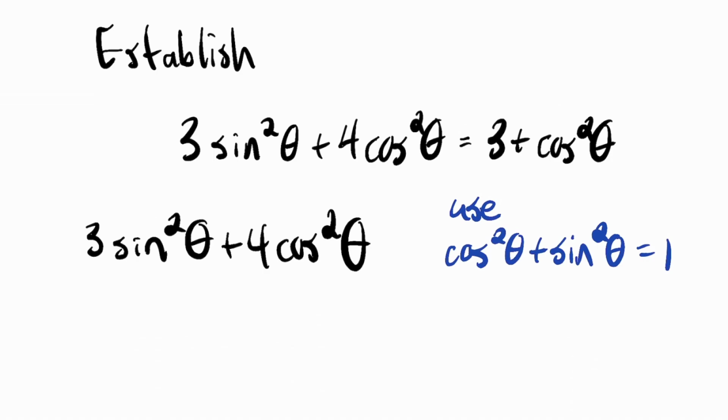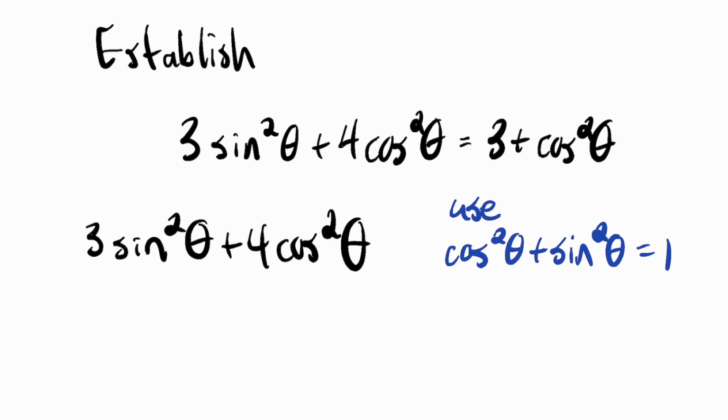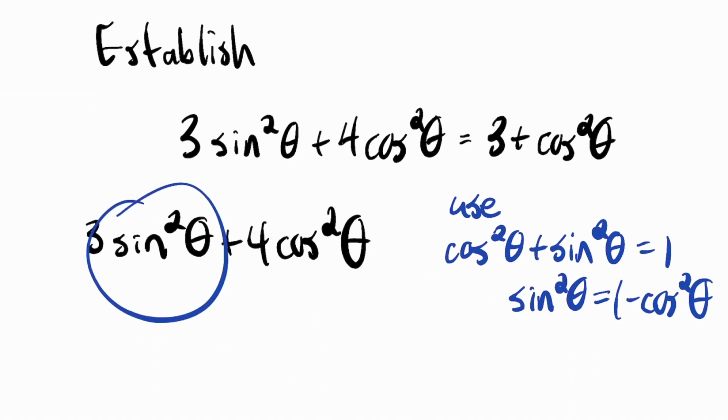So I'm going to take this equation, and I want to get rid of this sine squared theta. So I'm going to take this equation and solve for sine squared theta. Okay, and then I'll be able to make a substitution. So I'm going to subtract cosine squared theta on both sides. So sine squared theta equals 1 minus cosine squared theta. And I can make that substitution. So this will get replaced with 1 minus cosine squared theta. I just need to make sure that I use parentheses as appropriate.